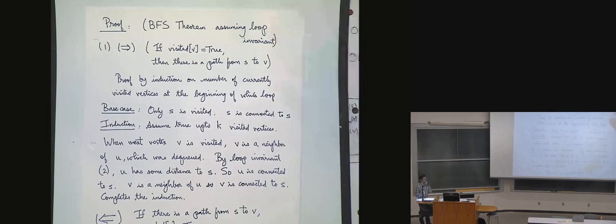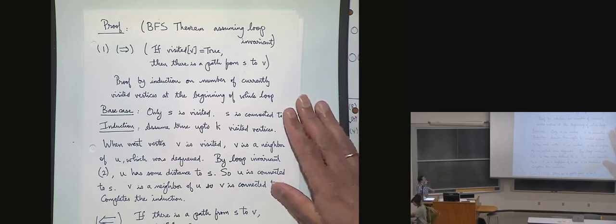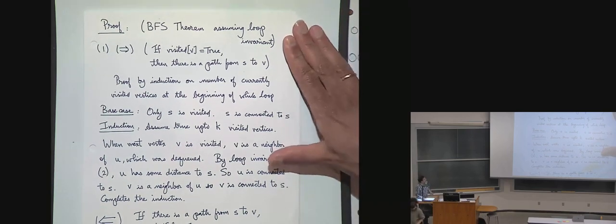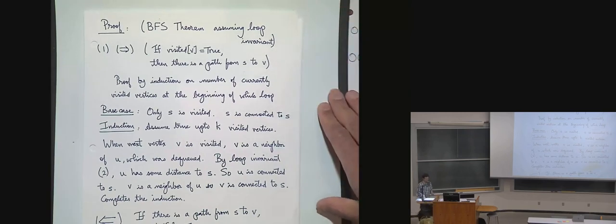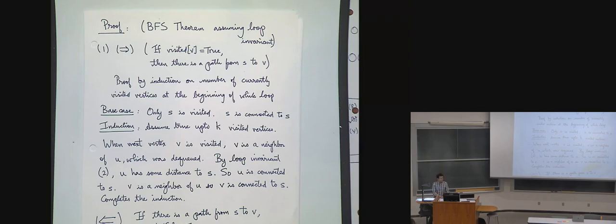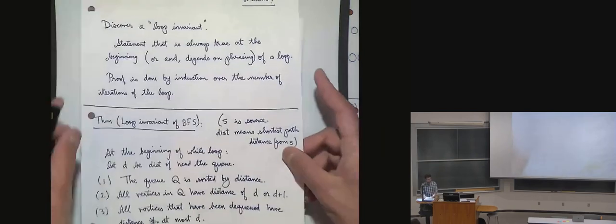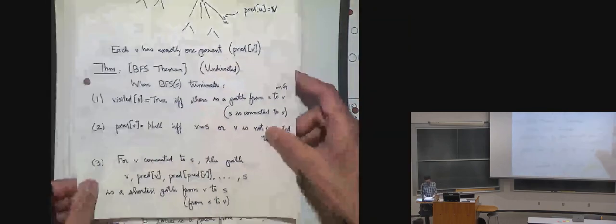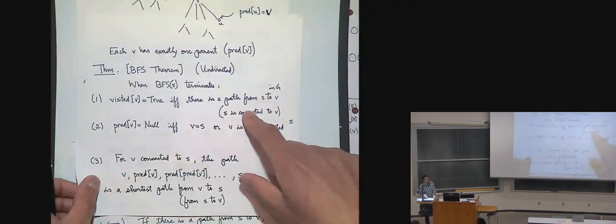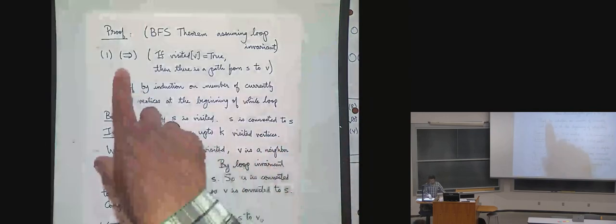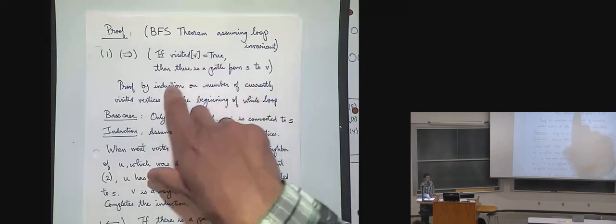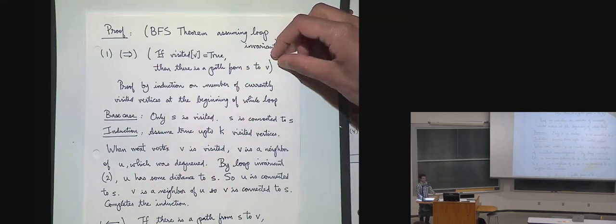Okay, good. So should I read over this argument again? Yes, no? Okay, all right, I will. Few people nodded. So what are we doing here? Again, we're proving the BFS theorem, assuming the loop invariant. Clear what that means? We're assuming that this statement is true at all times. Now we're going to show that these statements are true. So first let's show this part. This has two parts. First part, if visited V is true, then there is a path to S. This is what we need to prove.